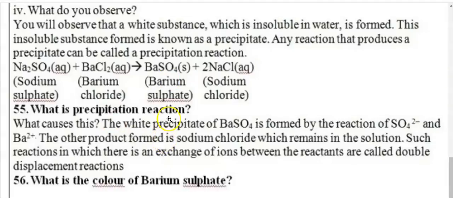What is a precipitation reaction? What causes this? Now the white precipitate of barium sulfate formed here is in the form of precipitates. So in case two reactants give a precipitate, it is called a precipitation reaction. And lastly, what is the color of barium sulfate here? Now the white precipitate of barium sulfate is formed. So it means the color of barium sulfate is white.